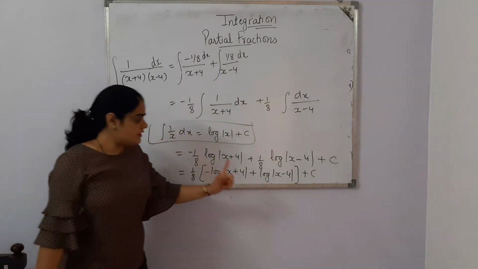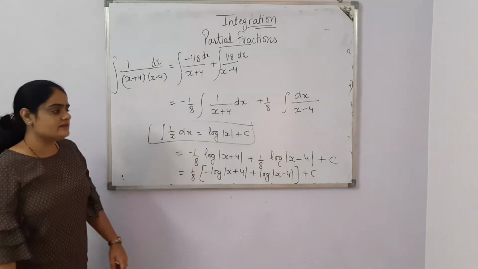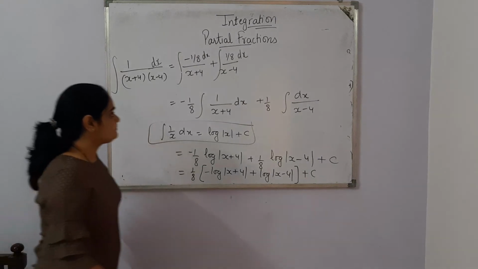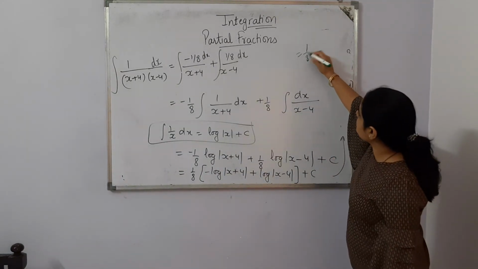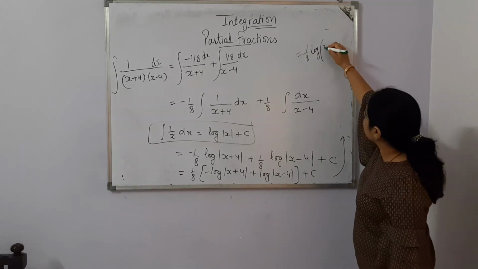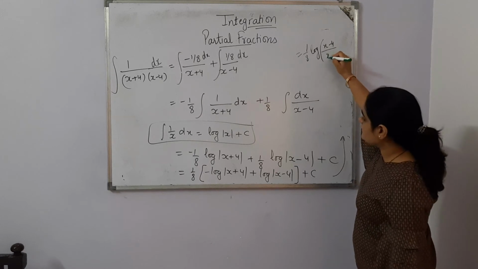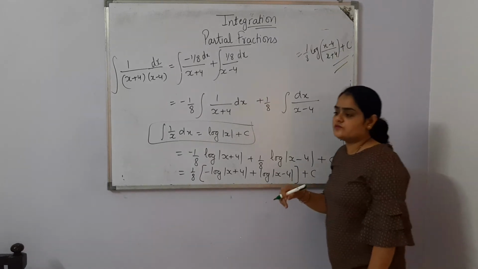Now we can apply the property of log here. Log a minus log b, what is this? Log a upon b. It becomes 1 by 8 log of x minus 4 upon x plus 4 plus c. This is the solution of this question.